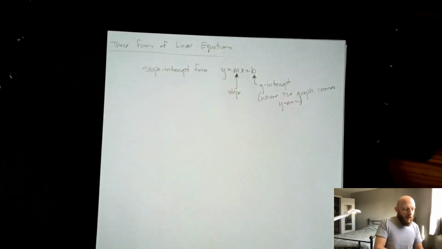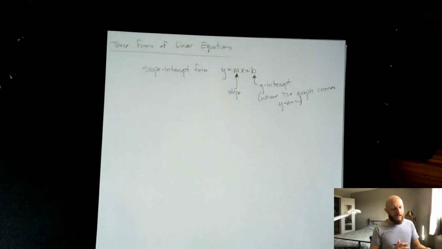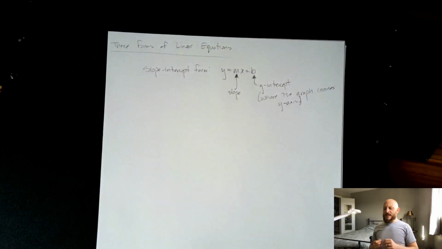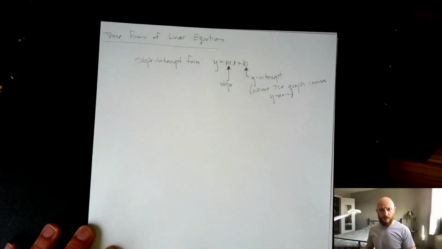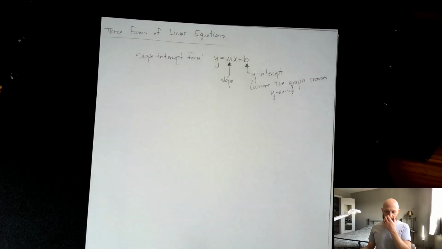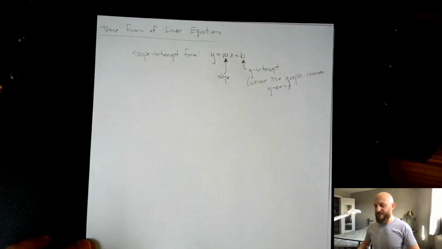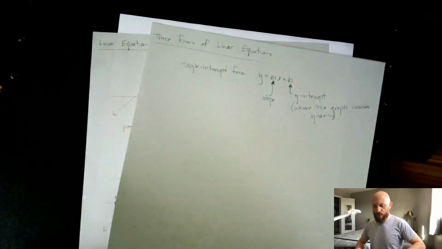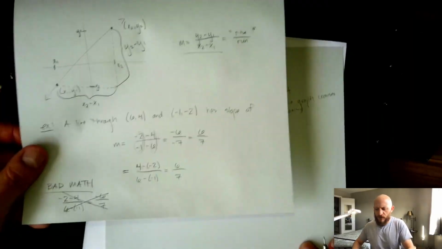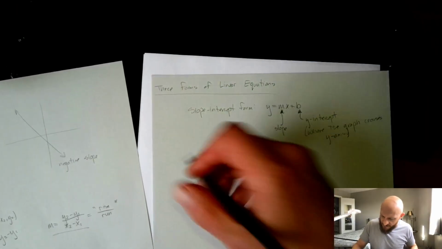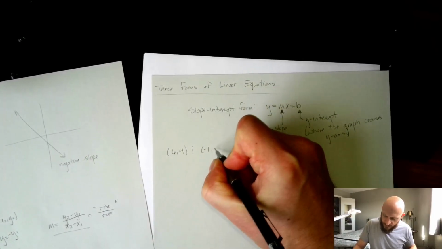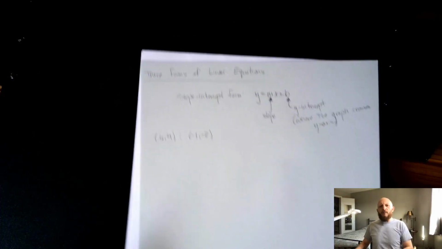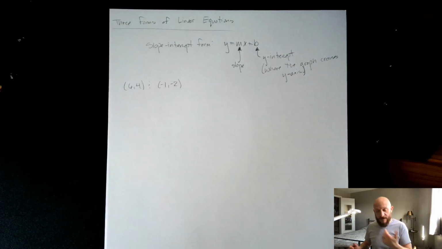All right. So if we want to write out an equation that is in slope-intercept form, we need two pieces. We need both the slope and the y-intercept. So let's take this last problem that I was working with, where we have these two different points. Just to remind myself, the points are (6, 4) and (-1, -2). And we want to write this out in slope-intercept form.